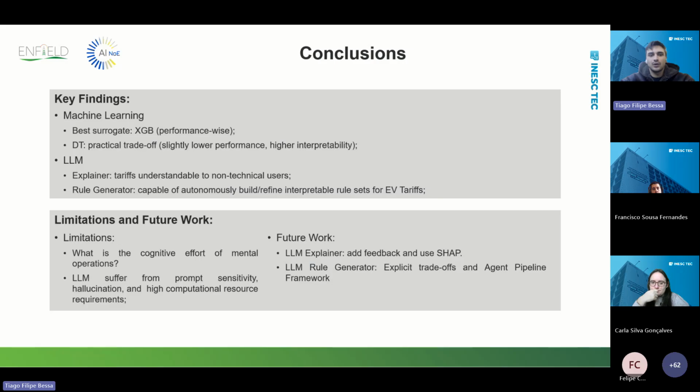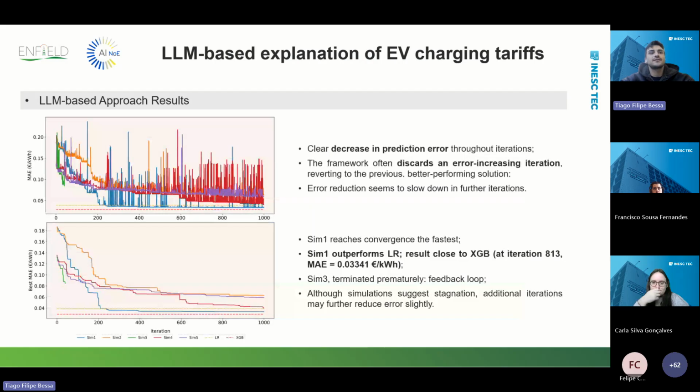And of course, another thing that you might be wondering: we had different results per simulation, because it is really hard to ensure determinism in the LLM output, which ends up also being an issue that we have to face.